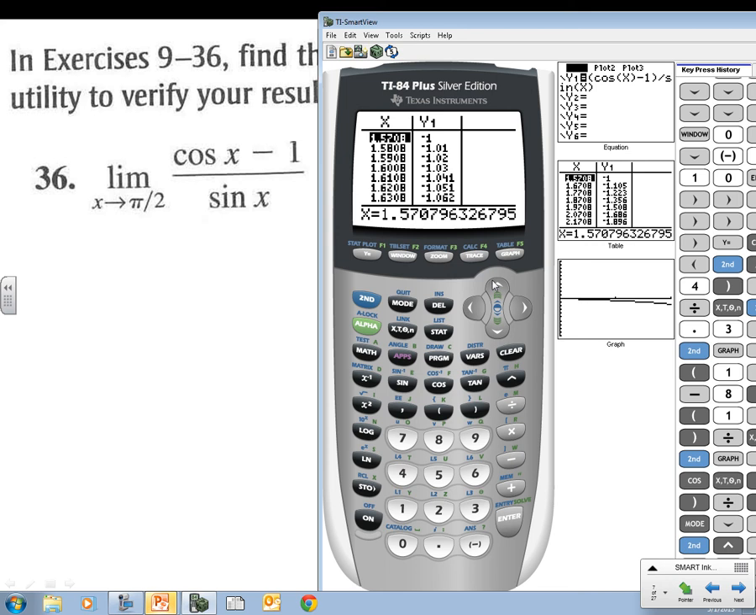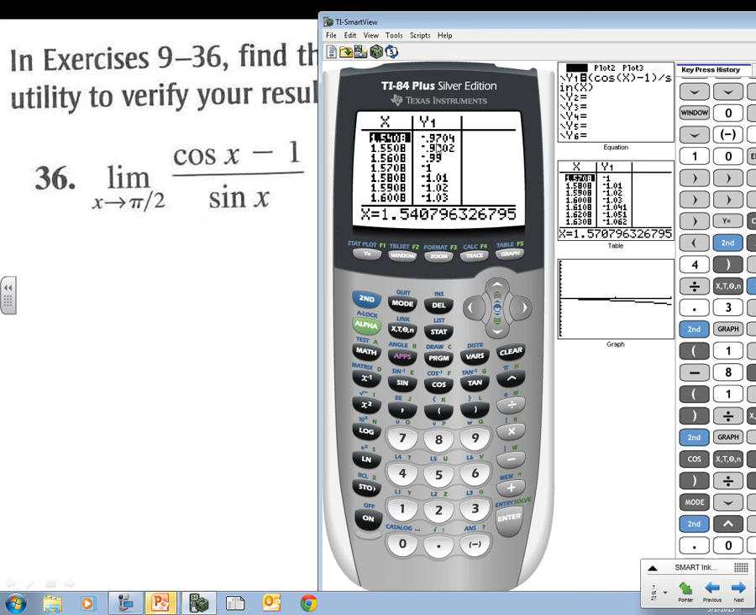Go into our table, and so we go a little bit above it. We go a little bit below it, and look what's happening. Negative 1 is definitely our answer. Okay? So negative 1 for 36.